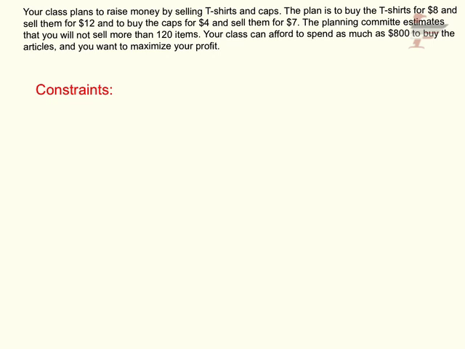So let's see here, where is a constraint? Well, they estimate that you cannot sell more than 120 items. So remember, my variables are t-shirts and caps, right? So altogether, the number of t-shirts and caps can't exceed 120. So the number of t-shirts plus the number of caps has to be less than or equal to 120 total.